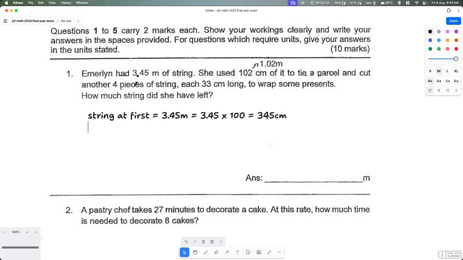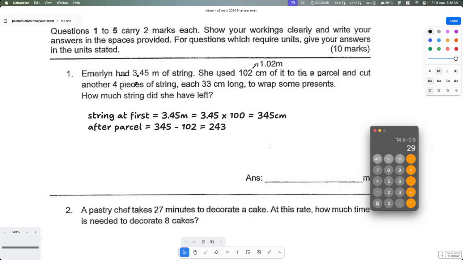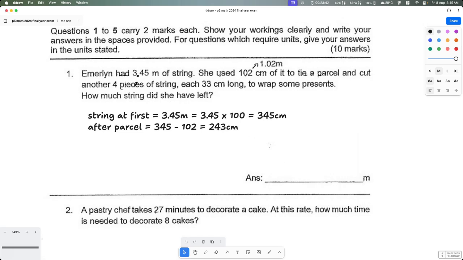Okay, so now the next thing is she used 102 centimeters to tie a parcel. So after the parcel, it's basically 345 minus 102. In this case we will be left with 243, if I'm not wrong. Let's use the calculator: 345 minus 102 gives us 243 centimeters.